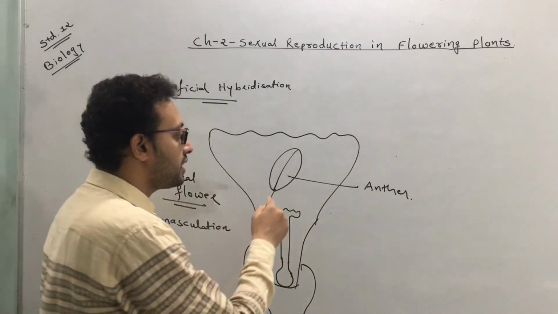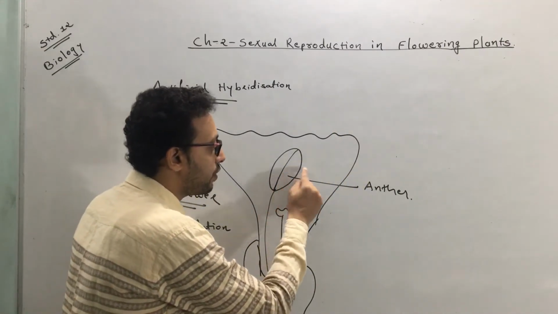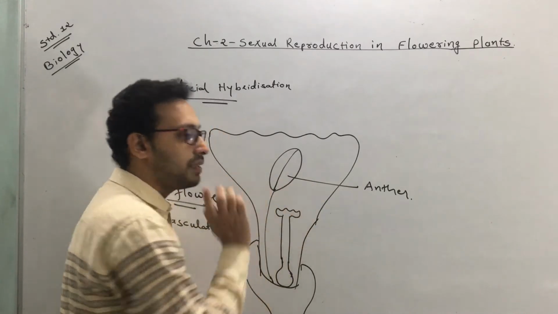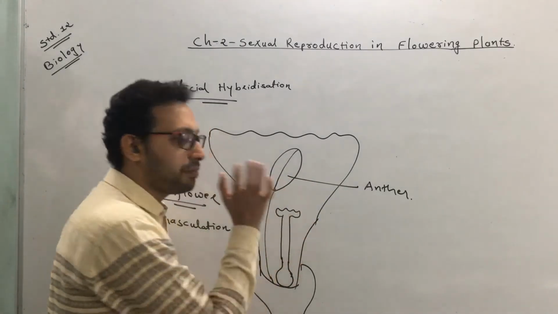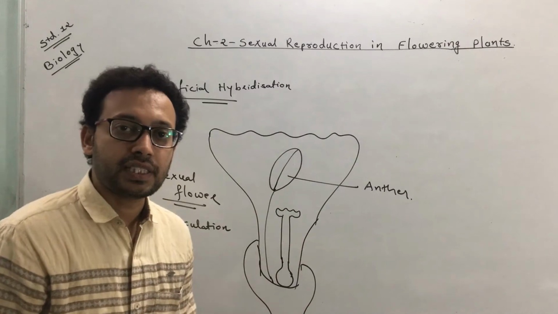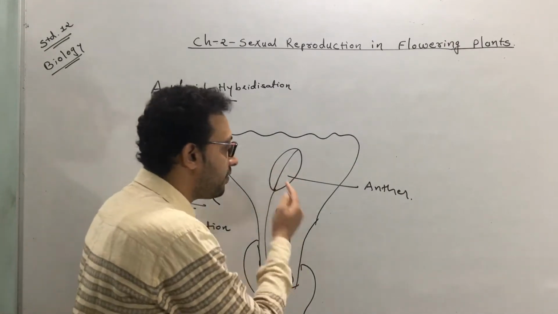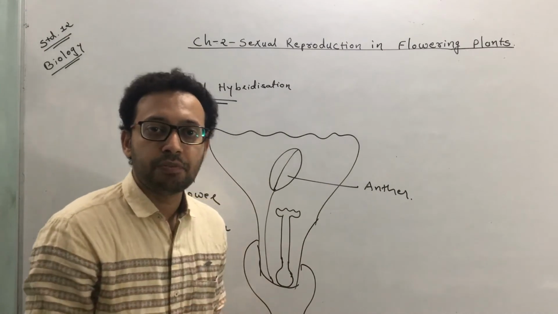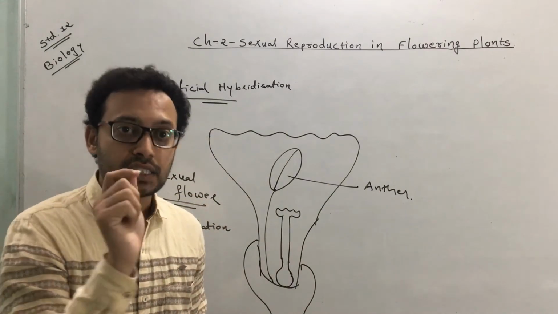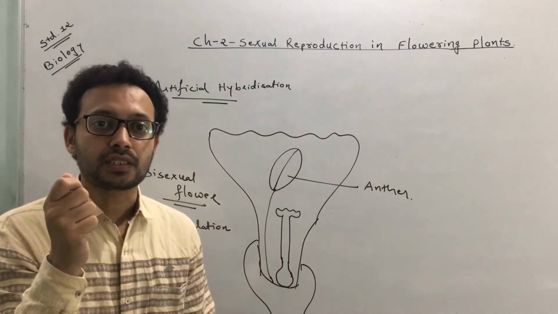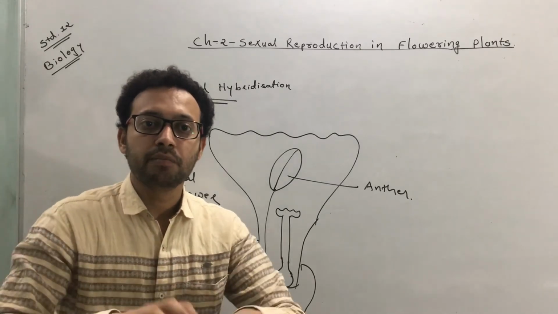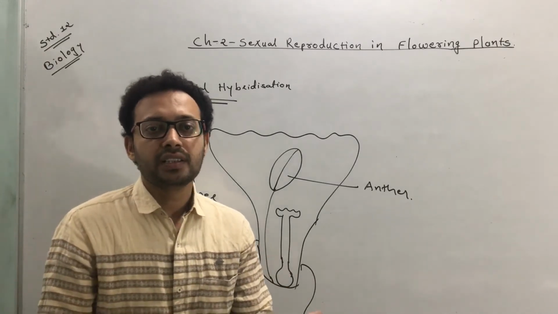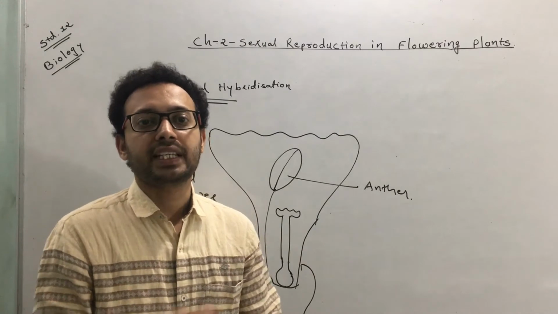So there is no chance that the pollen grain released from it can fall onto the stigma. So we protect this stigma. How do we protect the stigma? By preventing self-pollination. We remove the anther with the help of forceps before it dehisces. Remember the words before it dehisces, because once it dehisces, meaning it releases the pollen grain, there is no purpose in protecting the carpel.